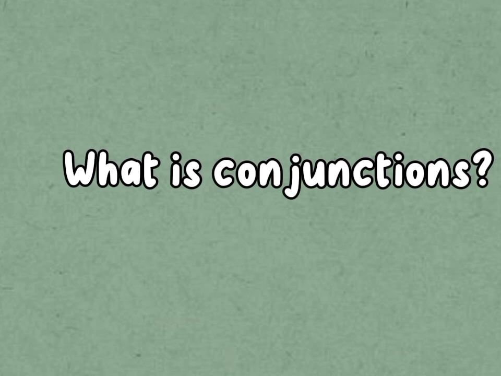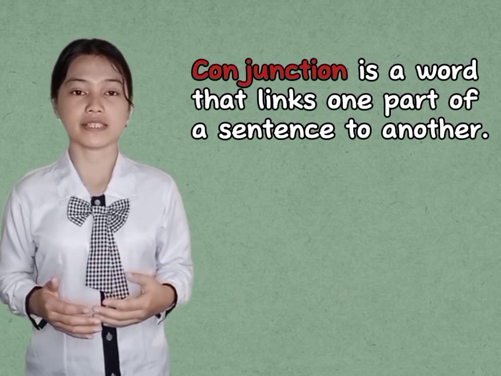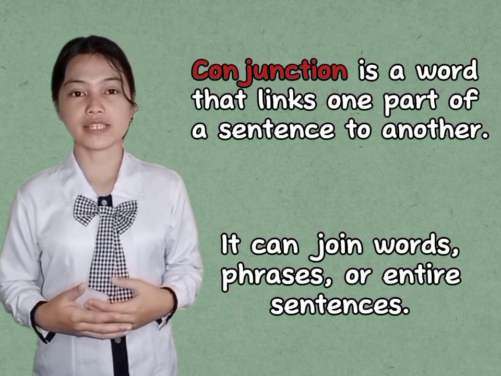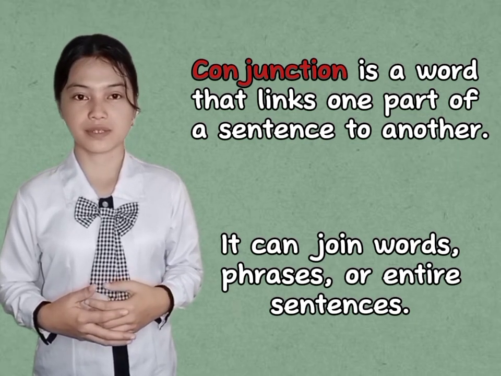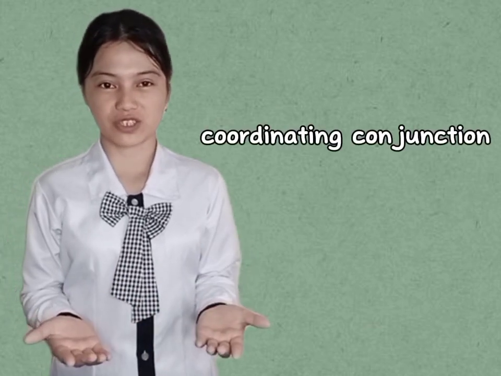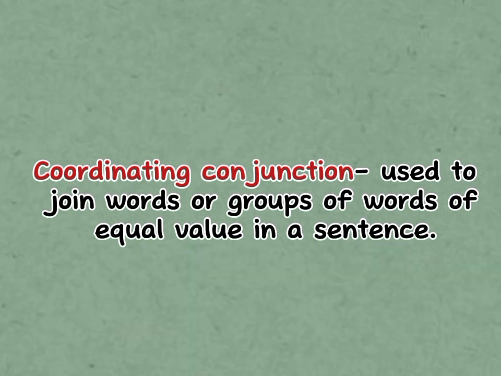So, what is conjunction? Conjunction is a word that links one part of a sentence to another. It can join words, phrases, or entire sentences. Let's talk about different kinds of conjunctions. First, we have coordinating conjunctions. It is used to join words or groups of words of equal value in a sentence.